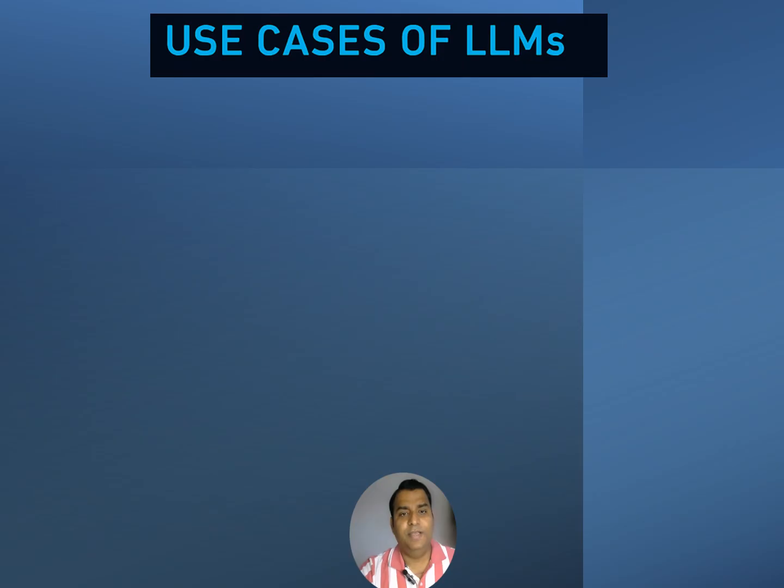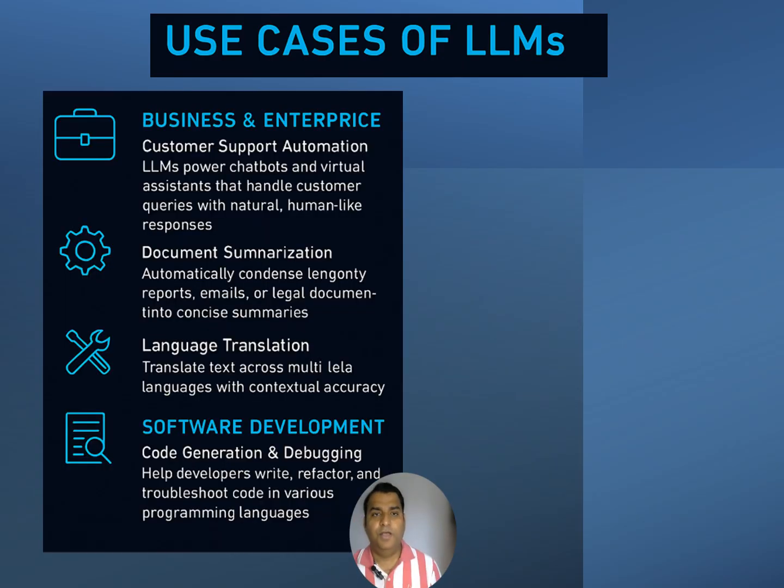Now we'll see the use cases of LLMs. The first use case is business and enterprise: customer support automation. LLMs power chatbots and virtual assistants that handle customers' queries with natural, human-like responses. Document summarization automatically condenses lengthy reports, emails, or legal documents into concise summaries. Emailing, drafting, and communication: they generate professional emails, proposals, and internal communication.